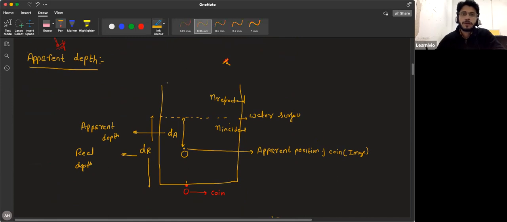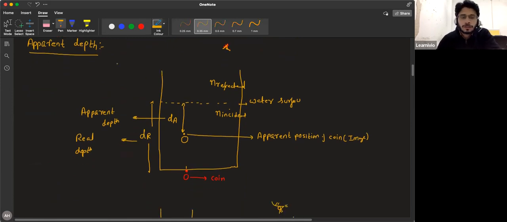So what does apparent depth mean? You can understand apparent depth from this example. You take a container, a beaker, and you place a coin at the base of the beaker. There is no water, nothing. If you look from here, the real depth of the coin will be dr. But if you fill this beaker with water and observe the coin now, the coin will not appear here. It will appear here. This position of the coin is known as the apparent position.